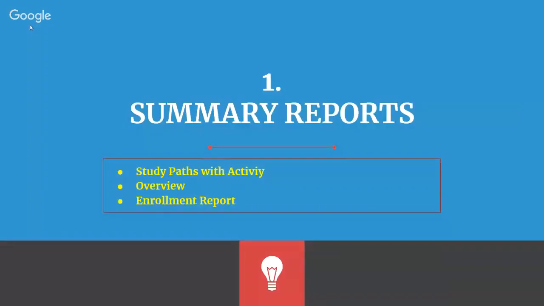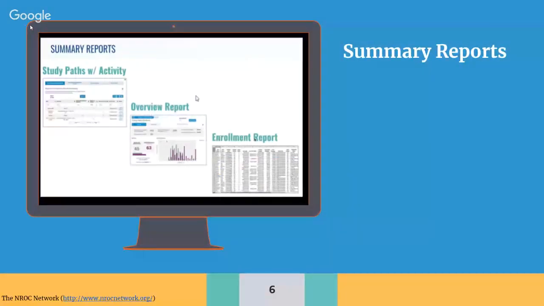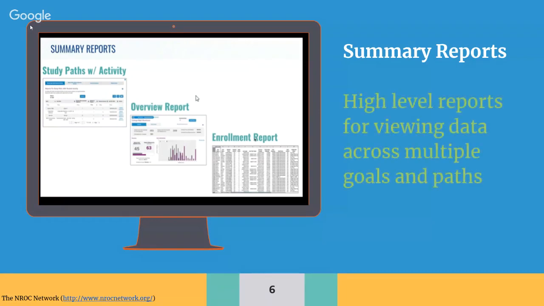So the first report I mentioned was summary reports. Underneath this heading, we have the study paths with activity, the overview, and the enrollment report. Now, because of FERPA, I couldn't go into one of my classes live. It would show too many students and their data and their names, and we can't do that for FERPA issues. Basically, summary reports are high-level reports for viewing data across multiple goals and paths.